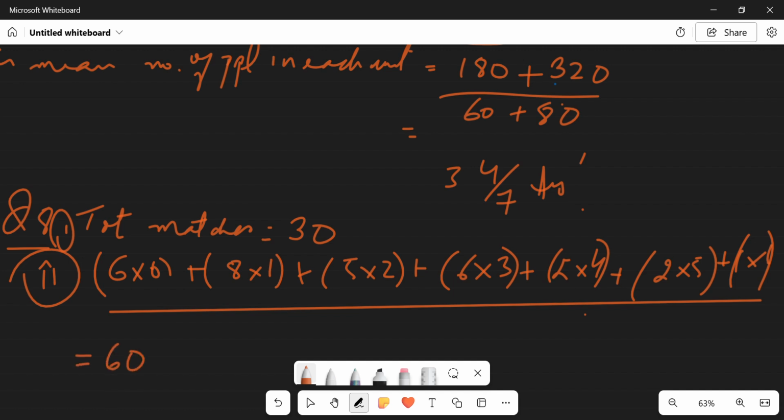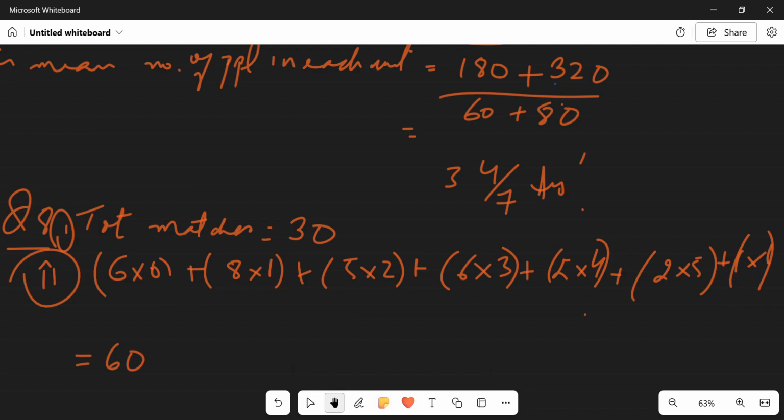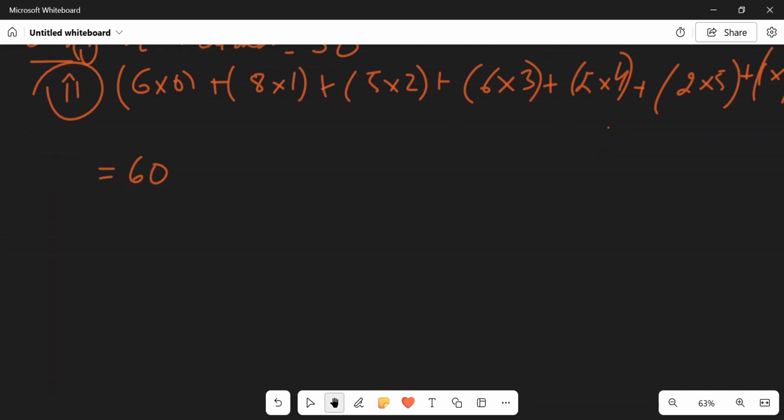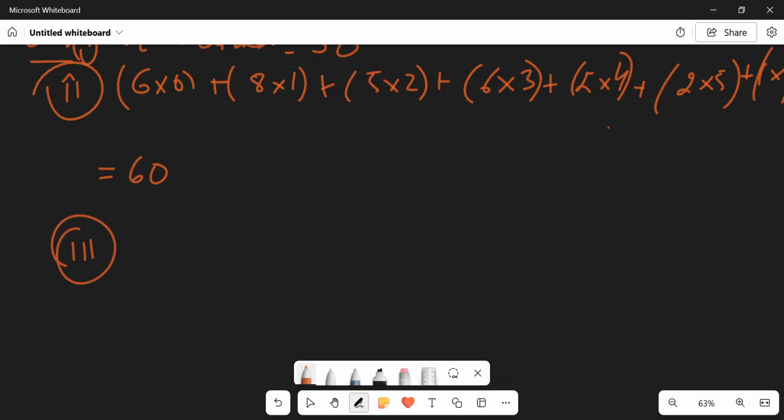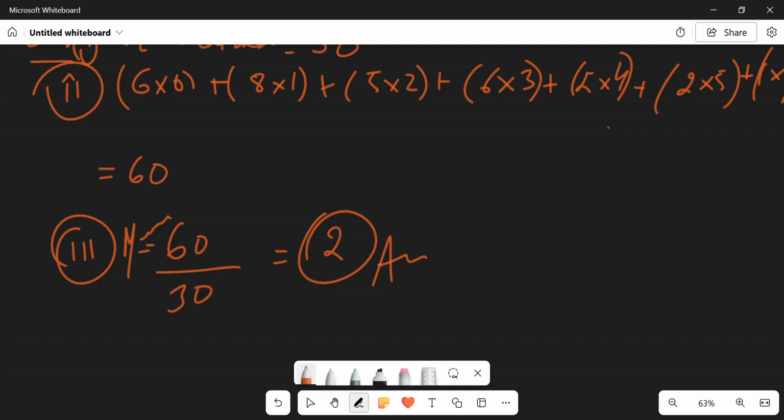Right? Now, third part. In the third part, what we need to do? It says mean. We need to find out the mean here. So mean is 60 over 30 total matches, the matches that we have found already in part 1. Divide, and it will give you the mean is 2. This is the answer.